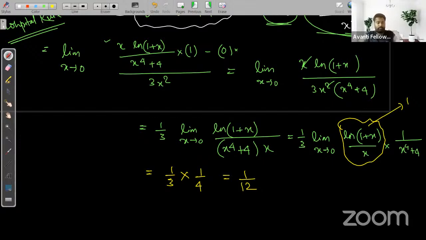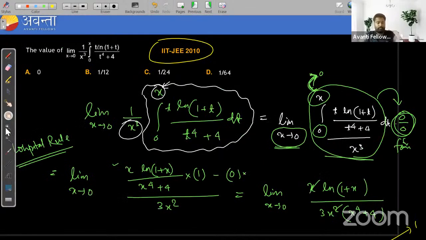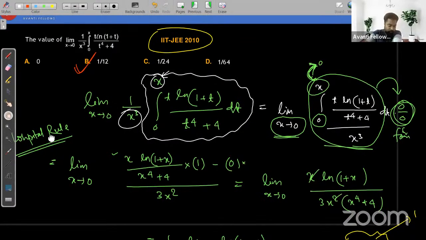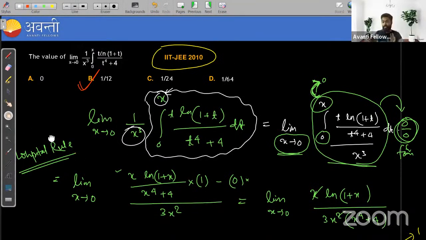If you have any doubt, you can ask. I hope this is a very simple question. You understood this in 2 days. Respond in the chat box whether it is clear or not. Is there any doubt? What we did actually, we used the Leibniz theorem here only, nothing else.